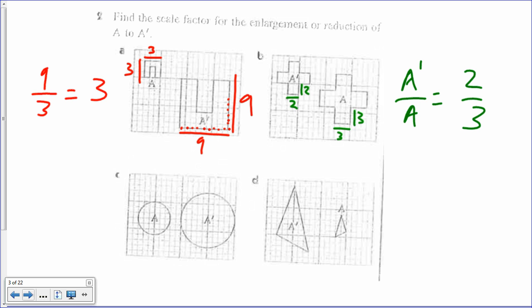Next one, circles. Circles is easiest done by diameter. So that bit and that bit. So we've got 1, 2, 3 circles there, and 1, 2, 3, 4, 5 there. So we're going to have A dash over A, so that's going to be 5 over 3. That is a number bigger than 1, so that's what we're looking for.